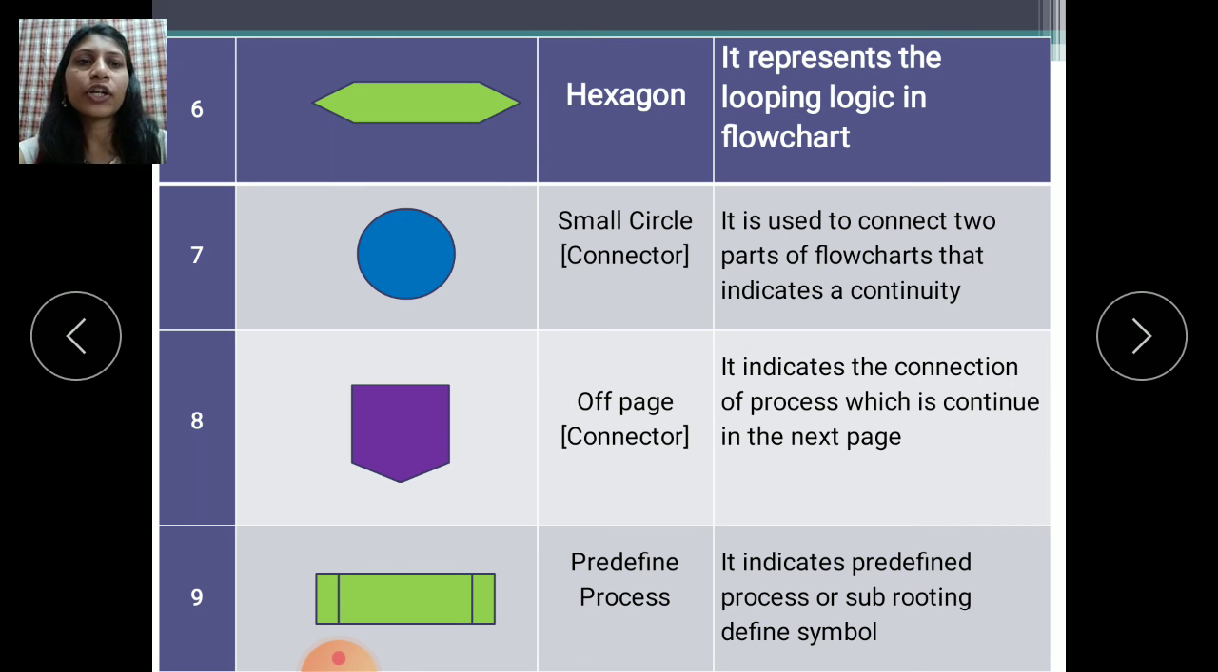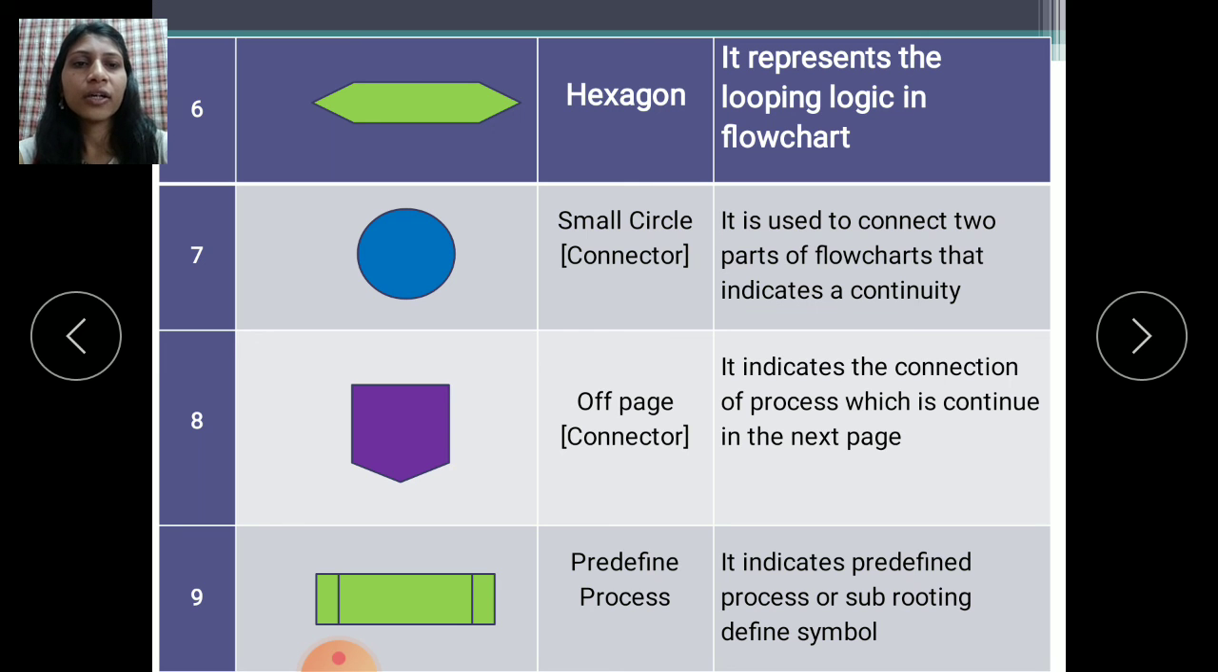Whatever diagram you are continuing on the next page, draw this symbol on the second page. It shows the front part of the diagram on the first page and the other part of the flowchart on the next page. So we use these connectors to connect the two pages.